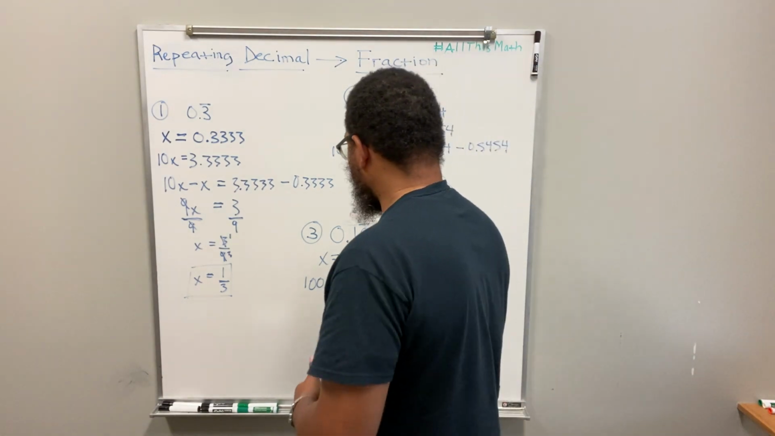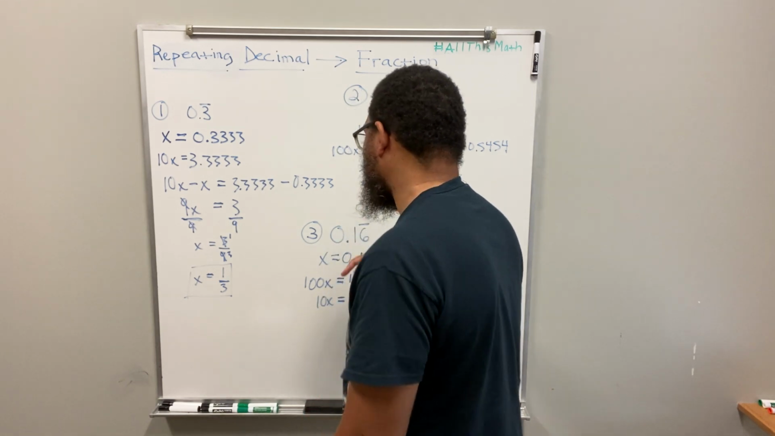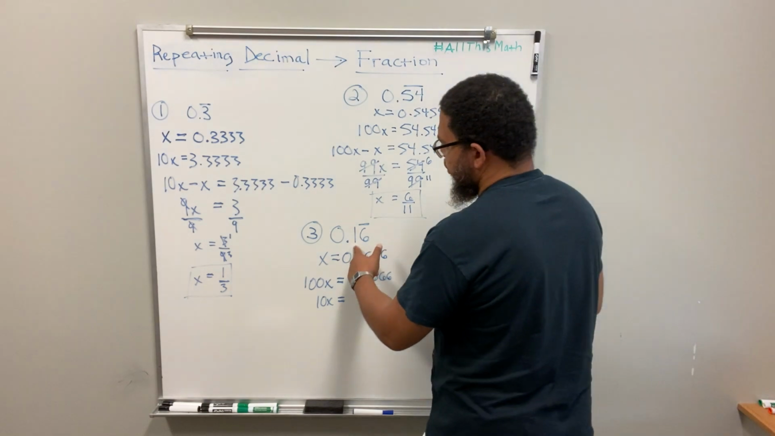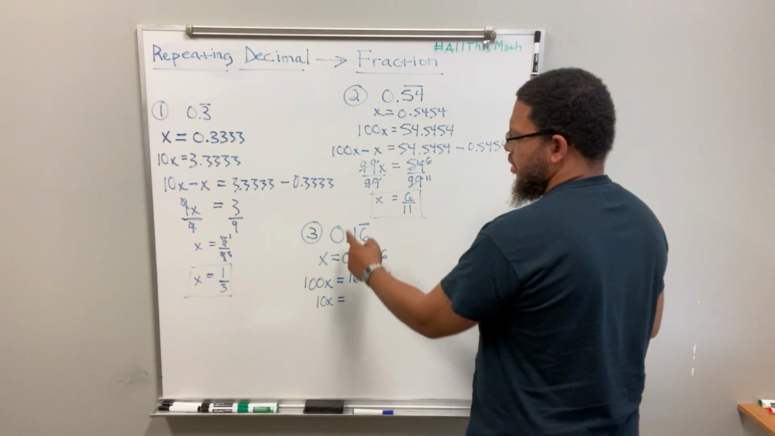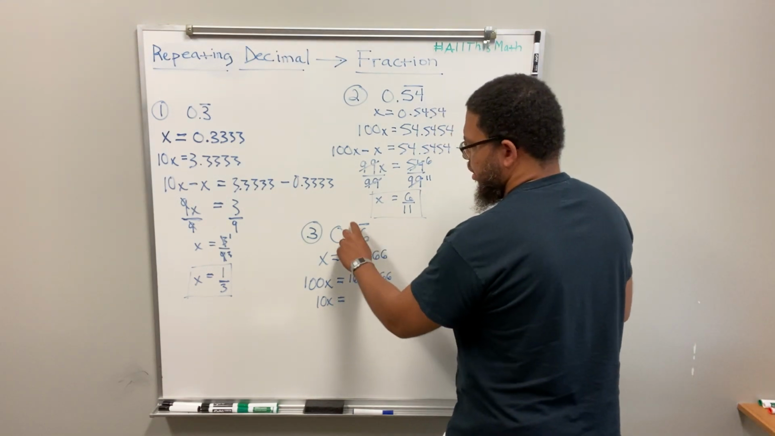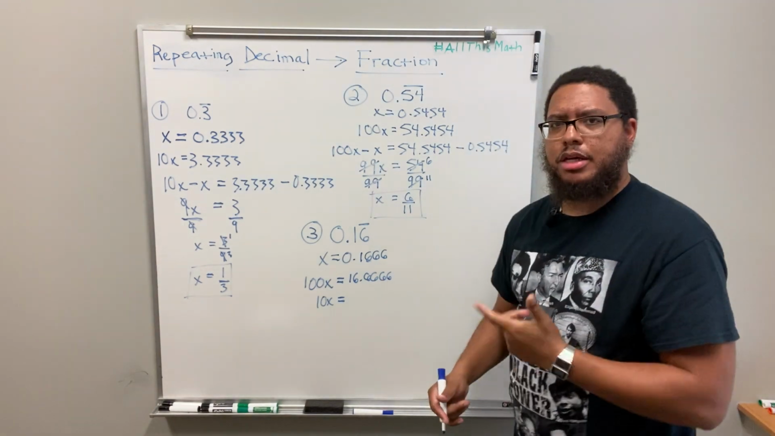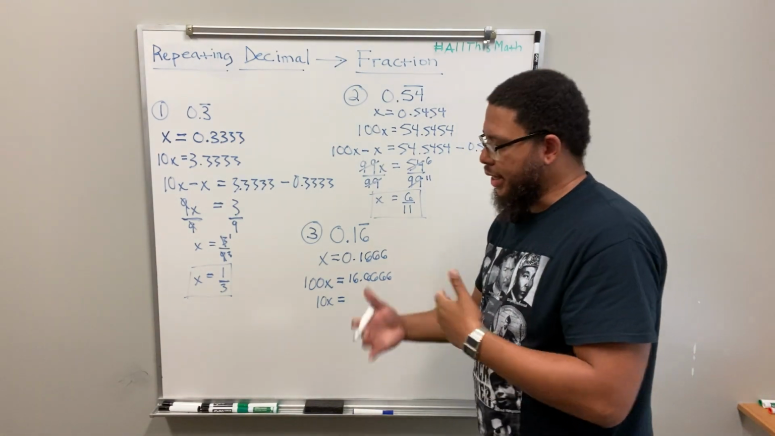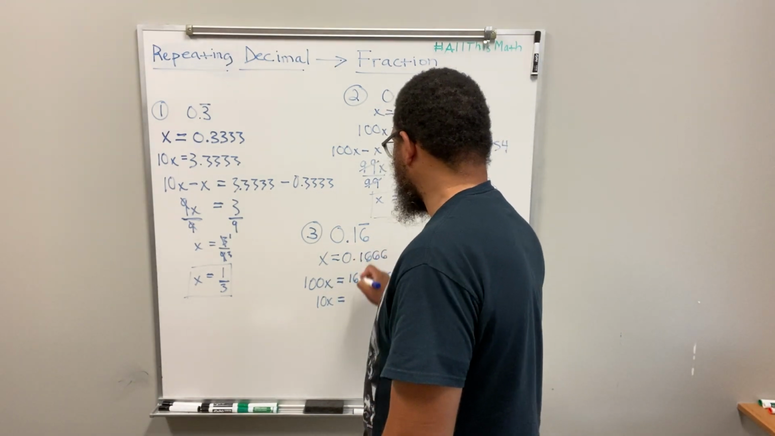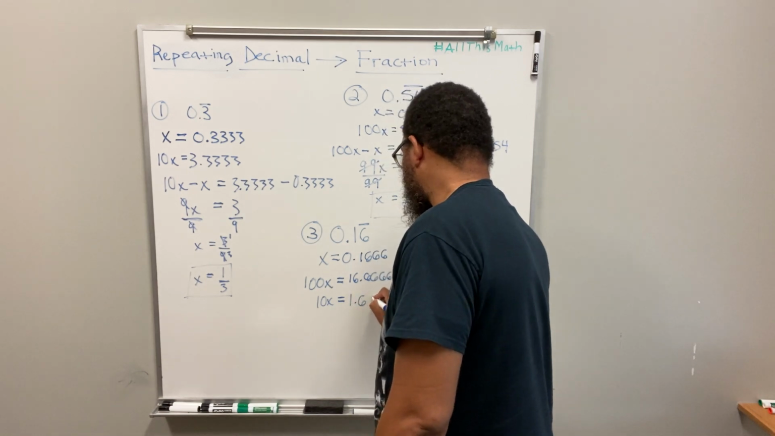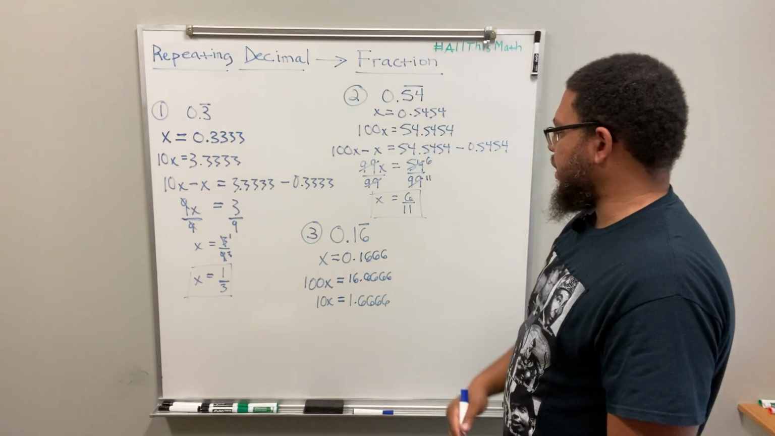So what I got to do is I got to find out what 10x is. And I think it might have something to do with the fact that the number in the tenths place does not repeat. So maybe that's why I have to subtract 10x. Maybe that's why. I got to keep thinking about that. But I know it works though. But again, I'm trying to get to why it works. You know what I mean? So at any rate, 10x would be 1.6666, right?